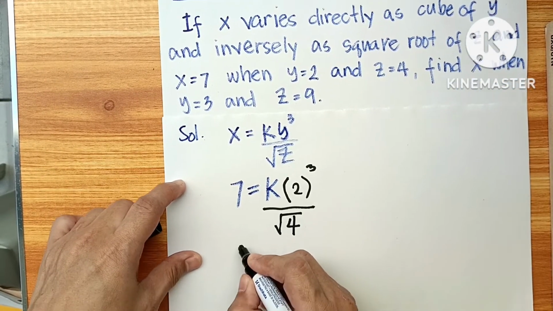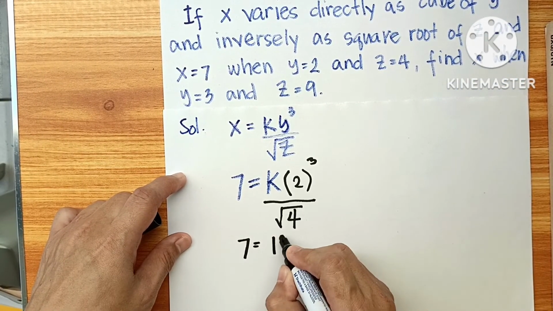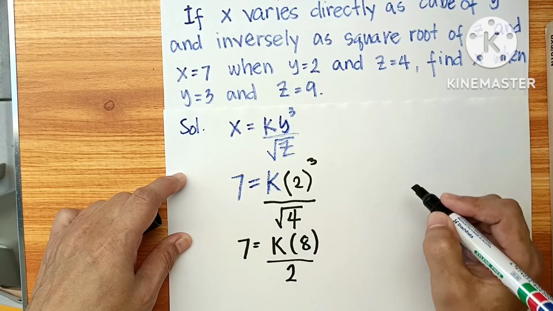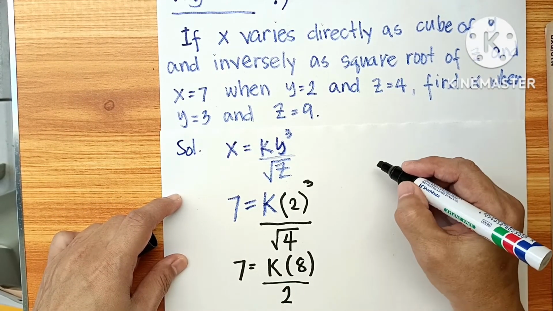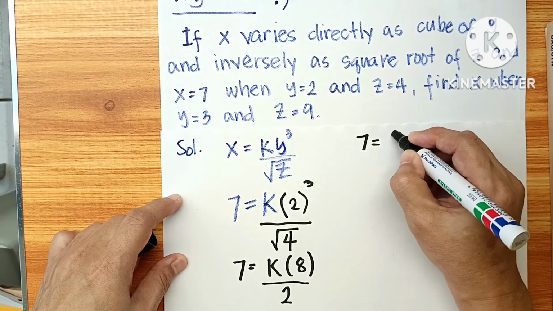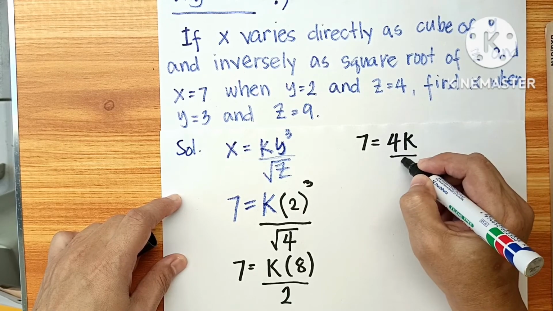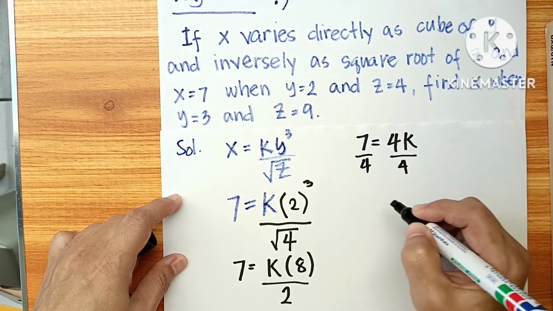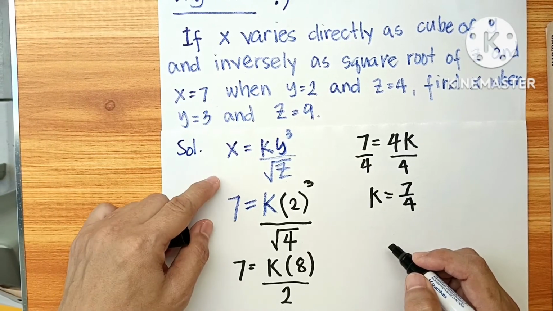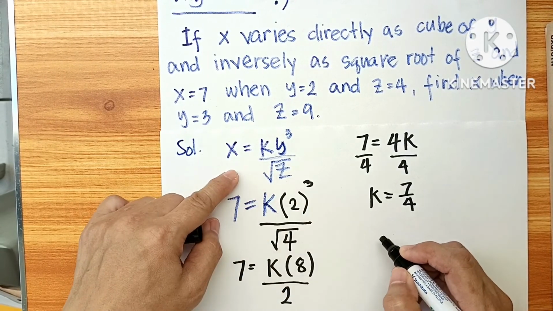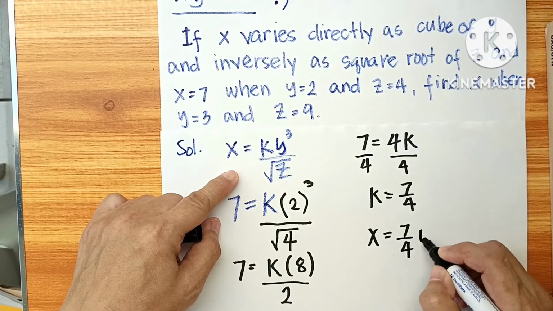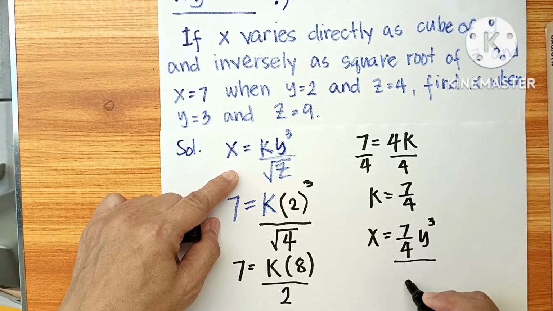Okay, so 7 is equal to k, 2 cubed is 8, and the square root of 4 is 2. So we continue here. We have 7 is equal to 8 over 2 is 4, so 4k. And then we divide both by 4. Therefore, k is 7 over 4. So now, what is our equation of variation? Just substitute k here. So we have x is equal to 7 over 4 y cubed over square root of z.